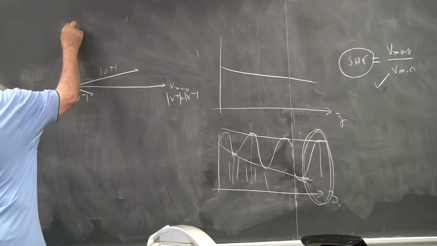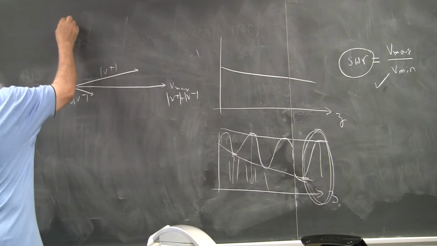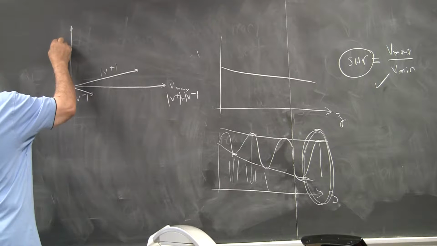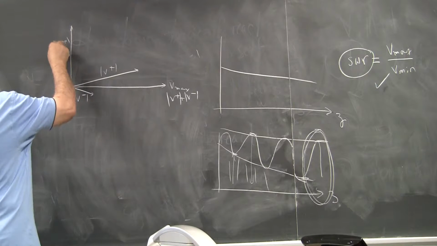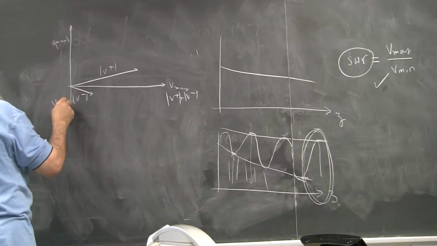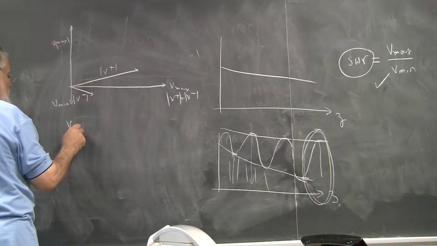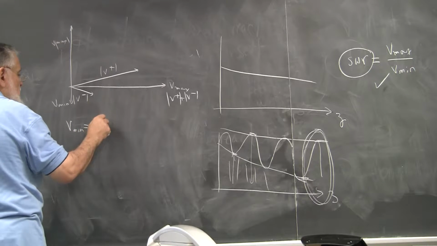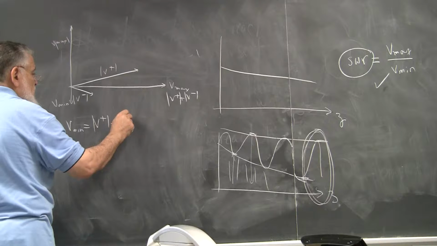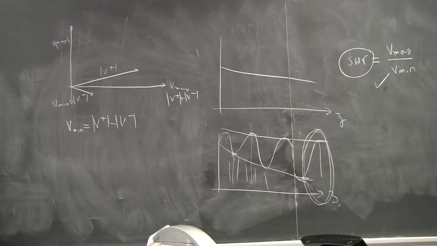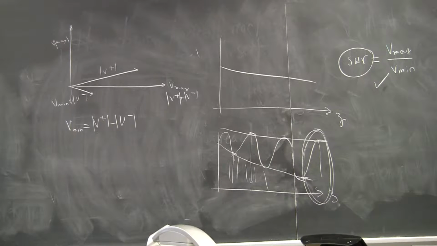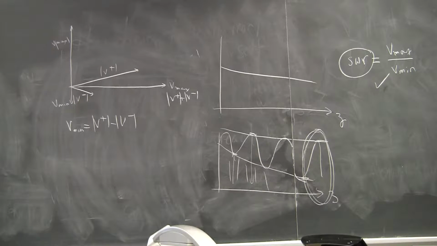And V min happened in this location here when V plus and V minus subtracted from each other. So V min is actually V plus minus V minus. Okay? That's in the lossless case. I'm not adding the attenuation factor here. We said it would be a secondary effect anyway.